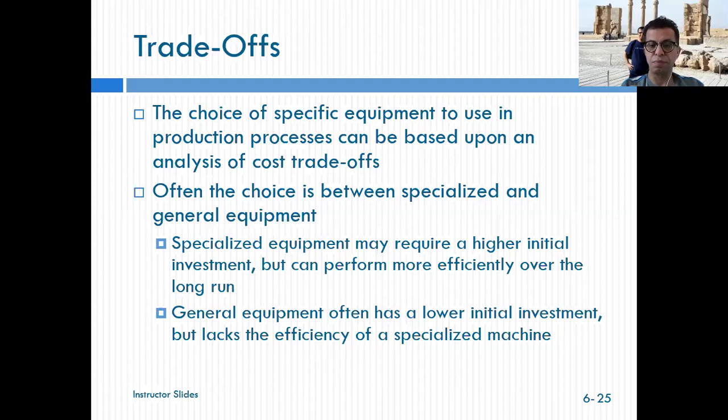Often the choice is between specialized and general equipment. In manufacturing, specialized equipment may require higher investment, but can perform more efficiently over the long term. So if you buy any big or efficient equipment, it can cost you so much, but if there are enough units to go through it, it makes it worth it, because you're doing a cost trade-off. So this is how you look at it.